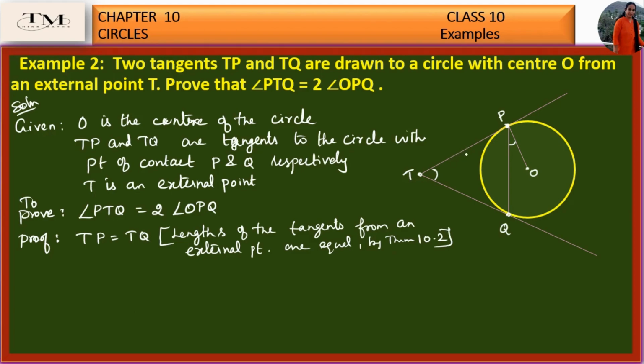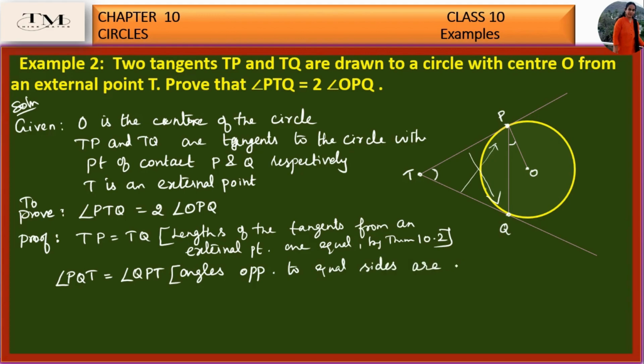Then what will happen? The angles opposite to these will also be equal. So what is the angle opposite to TP? The angle opposite to TP is at Q, that is angle TQP or PQT. So angle PQT will be equal to, who is opposite to TQ? Opposite to TQ is P, so it is angle QPT. That is, angles opposite to equal sides are equal, which you have studied in previous classes in 9th standard. So PQT will be equal to QPT.